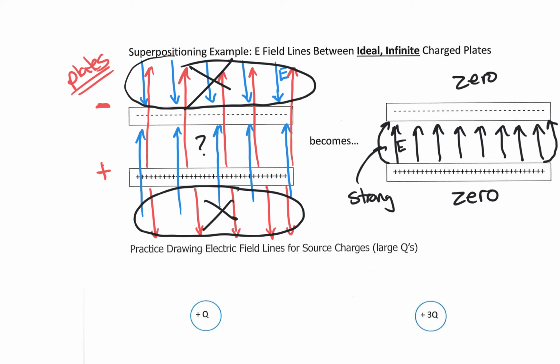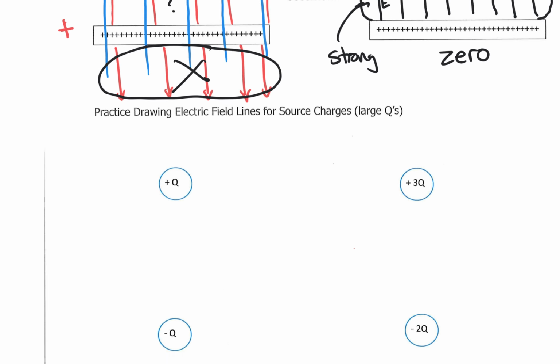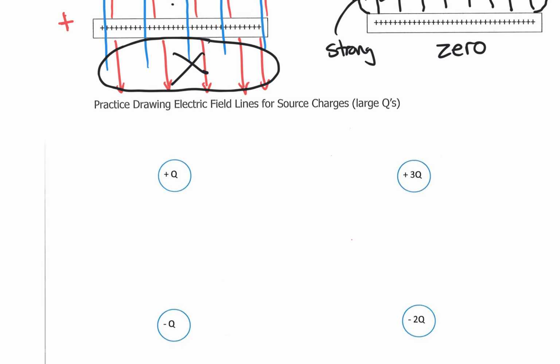So those are called parallel plates. And some of you might know that that's actually a piece of electronics. That is the principle for how to make what's called a capacitor. If you've never heard of a capacitor, we'll study that shortly. So now I want you to do some drawings. Parallel plates you had never seen.